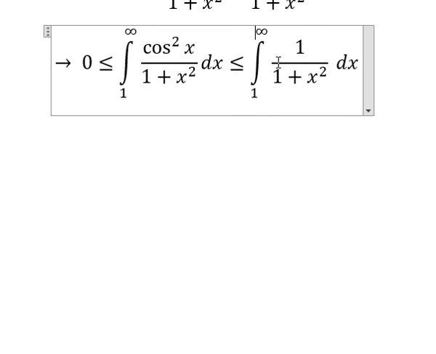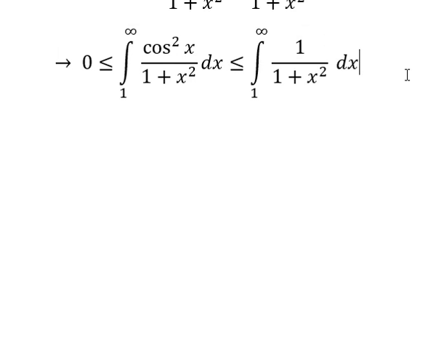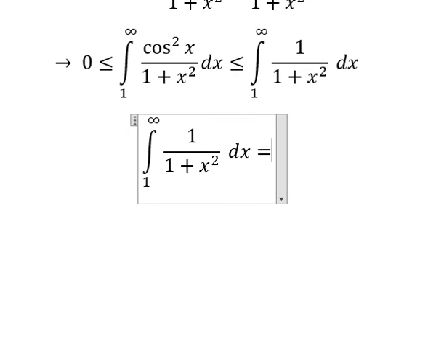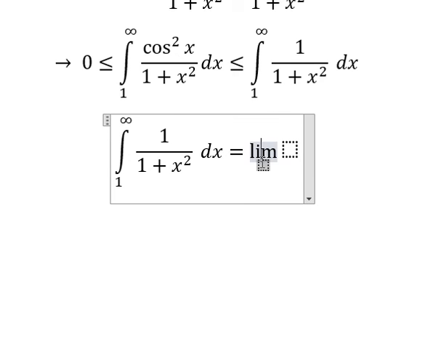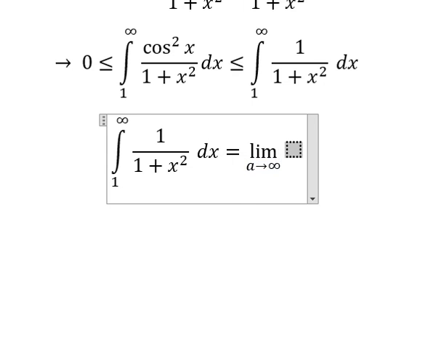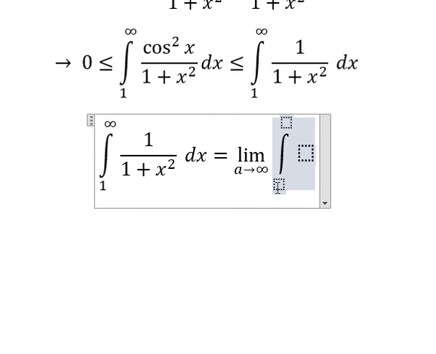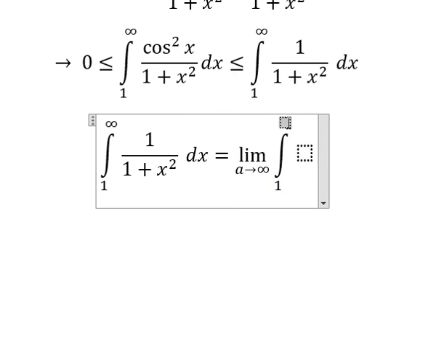Now let's concentrate on this one. So for this one, I can put into the limit, and I approach positive infinity. So we have the integration from number 1 to a.